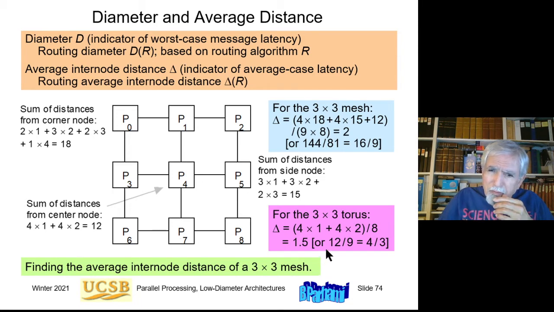Okay, so 12 divided by 9, because I have 9 paths, including the path from P0 to P0, the average comes to 4/3, which is a smaller number than 16/9, because those additional links help. So this is basically the strategy to compute average internode distance, and for symmetric networks, the work is reduced. The amount of work is reduced because you just have to compute distances from one node to all other nodes, and that will be the average distance for the entire network.